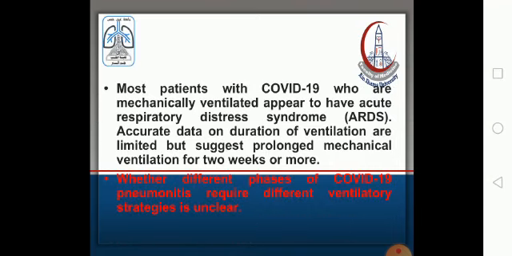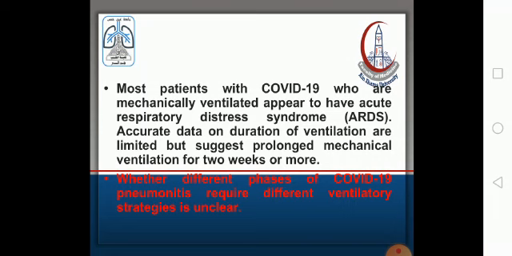Most patients with COVID-19 who are mechanically ventilated appear to have acute respiratory distress syndrome, but accurate data on the duration of ventilation are limited. It is suggested that those patients need prolonged mechanical ventilation compared with non-COVID patients, for 2 weeks or more.